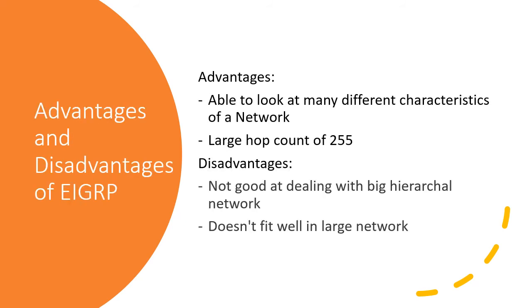The advantages and disadvantages include: it is able to look at many different characteristics of a network. This may include, like link state ones, bandwidth and speed, but also stuff from a distance vector protocol as well. It does contain a large hop count of 255, but it is still not very commonly used in large networks. You can look at it as an evolved version of the RIP protocol. Its disadvantages include: not good at dealing with big hierarchical networks, and it doesn't fit very well in a large network.